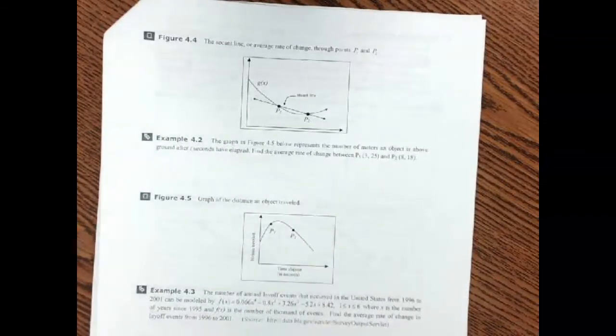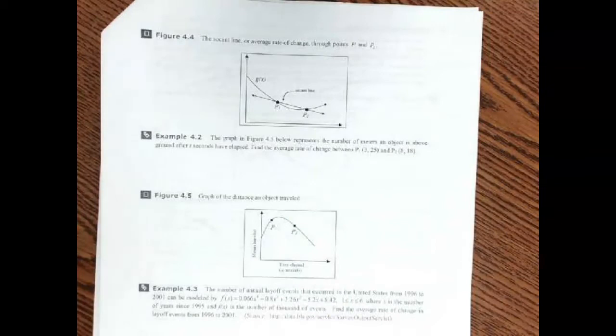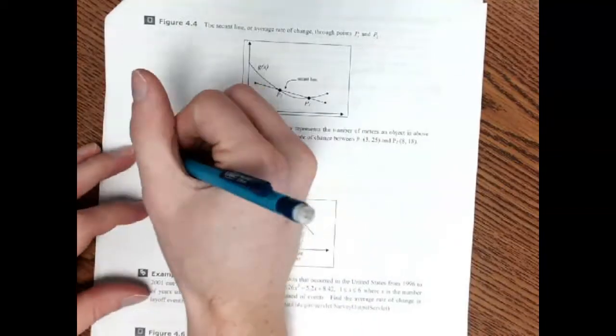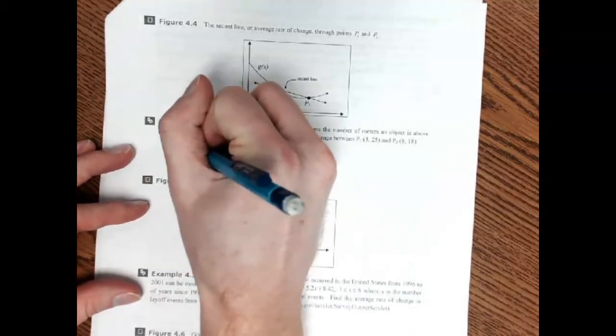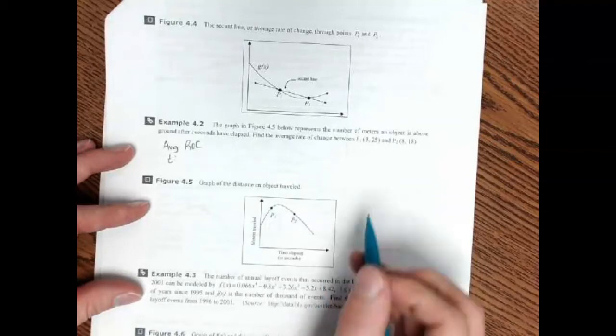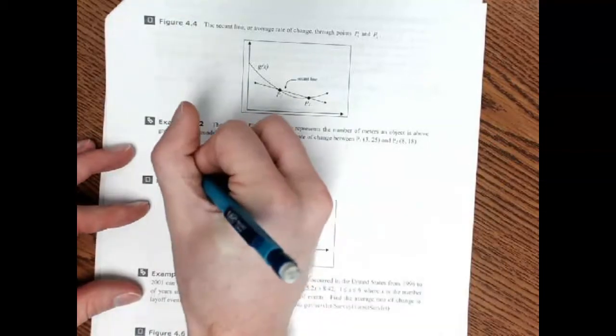Let's do some math. The graph in figure 4.5 below represents the number of meters an object is above the ground after t seconds have elapsed. Find the average rate of change between these 2 points. Great. So find the slope. It says find the average rate of change, and it specifically said between time equals 3 and time equals 8. Very nice.